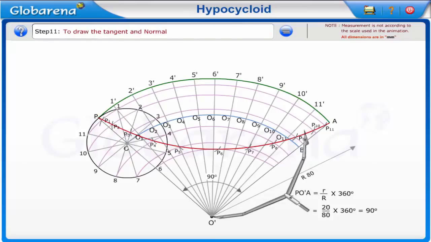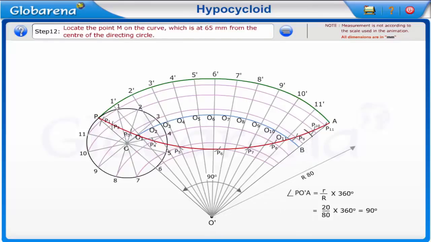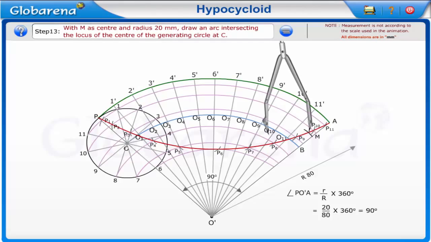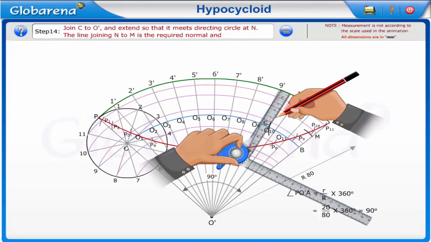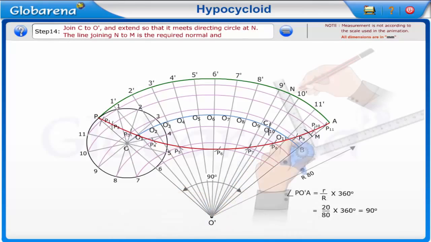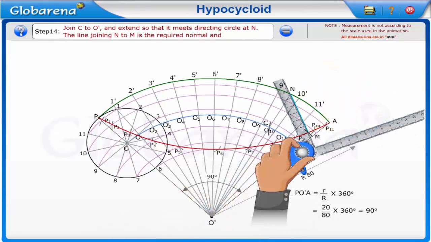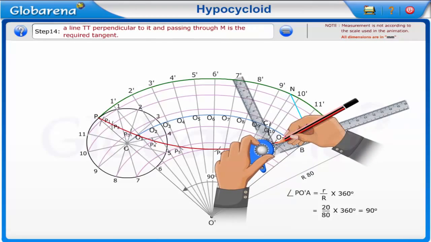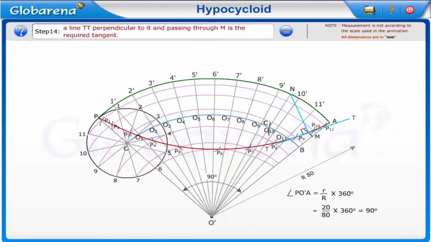To draw the tangent and normal, locate the point M on the curve, which is at 65 mm from the center of the directing circle. With M as center and radius 20 mm, draw an arc intersecting the locus of the center of the generating circle at C. Join C to O' and extend so that it meets the directing circle at N. The line joining N to M is the required normal, and a line TT perpendicular to it and passing through M is the required tangent.